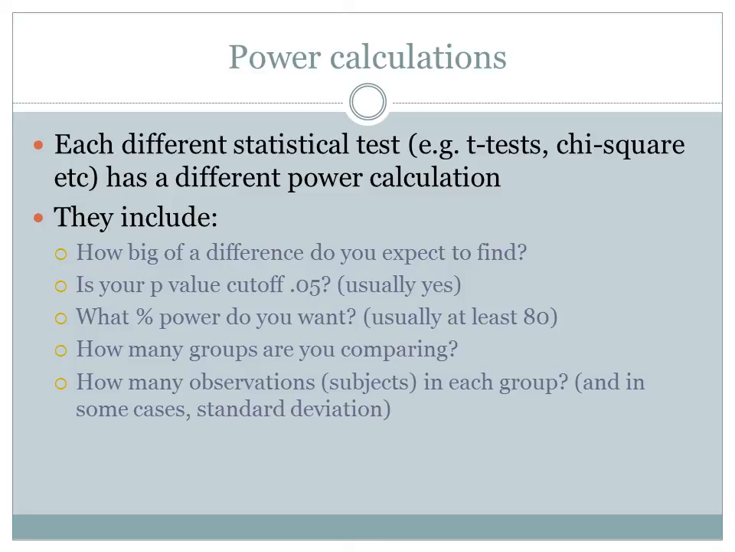How many groups are you comparing? And how many observations or subjects are in each group? And that's often the part that you want to find. You want to solve the equation for that number. In some cases, in the case of t-tests and other continuous variables, the standard deviation matters. The mean and the standard deviation matters. So I'll take you through an example.